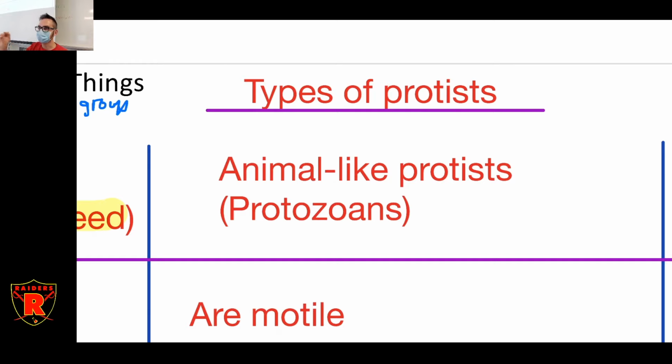In biology, a zoan just means animal-like. It has the word zoo in it. Same prefix as zoology.